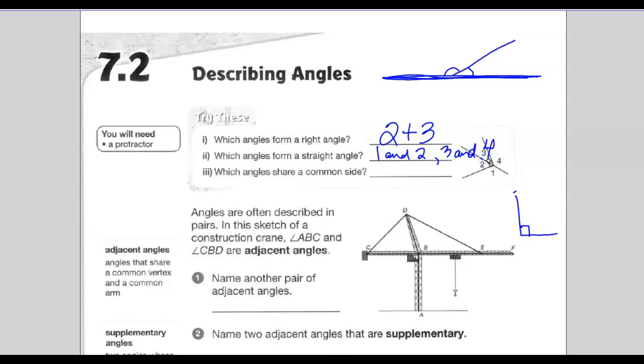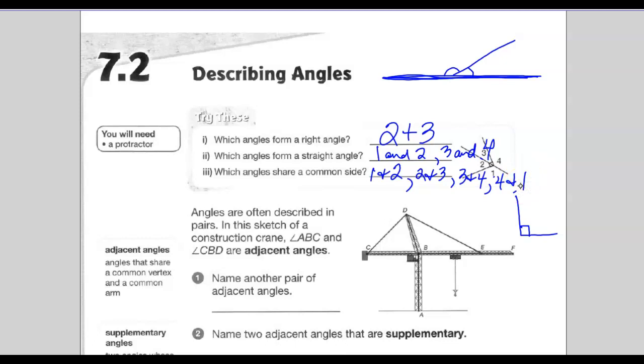Then share a common side. Well, there's lots that share a common side. So basically, angle 1 and 2 share a common side. I'll just use an abbreviation. 2 and 3 share a common side. 3 and 4 share a common side. And 4 and 1 share a common side.